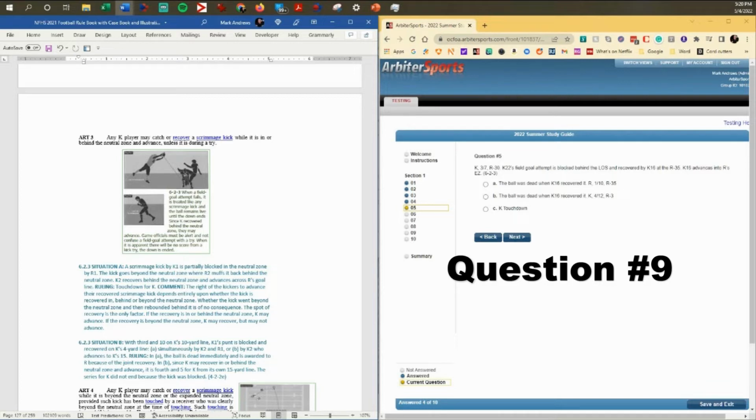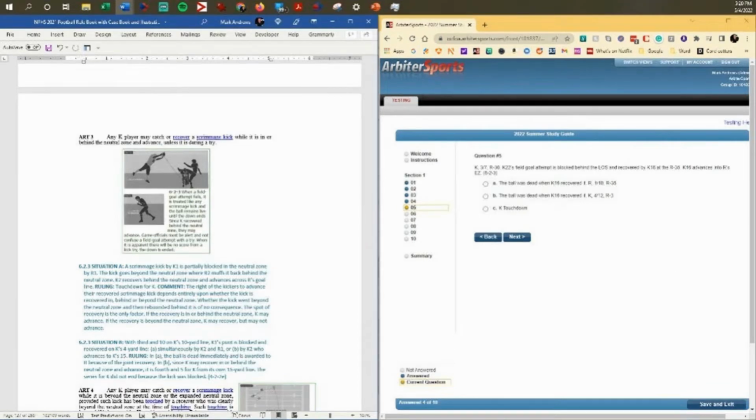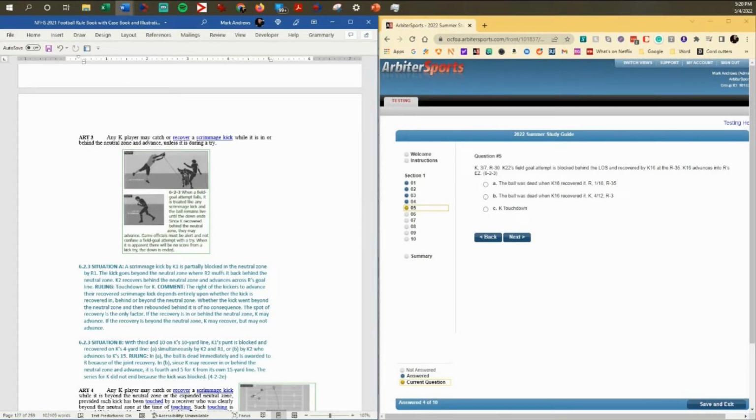So the rule references 6-2-3, and 6-2-3 says any K player may catch or recover a scrimmage kick while it is in or behind the neutral zone and advance unless it's during a try. So a field goal is a scrimmage kick, and therefore if the ball is behind the line of scrimmage when K picks it up, then he can advance. He could even throw or kick it. So in this case, K picked it up and ran into the end zone. That's a touchdown. So the answer is C, K touchdown.